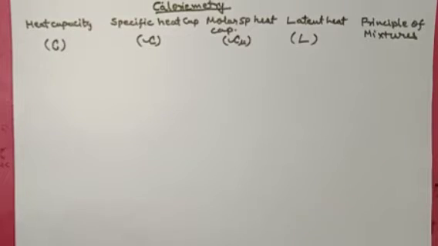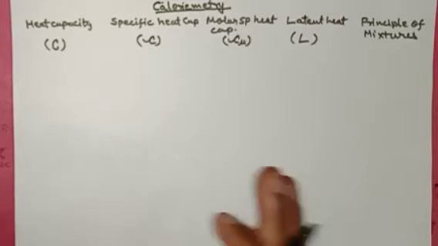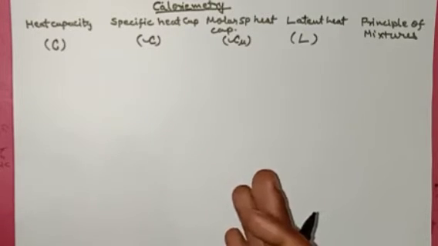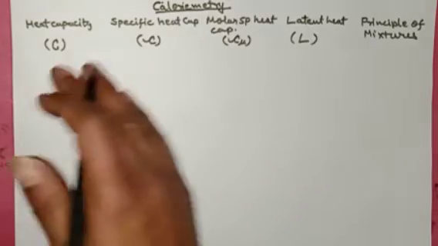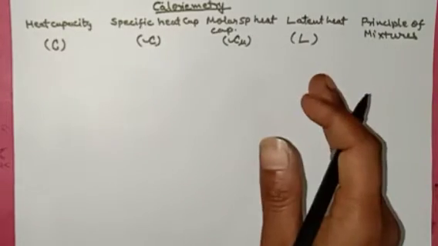Hello, class 11th physics, chapter thermal properties of matter, topic calorimetry. Calorimetry means measurement of heat. So here we are going to study temperature changes, heat flow and causes of them, factors affecting them. So here we have few parameters and later on we'll cover this principle of mixture.